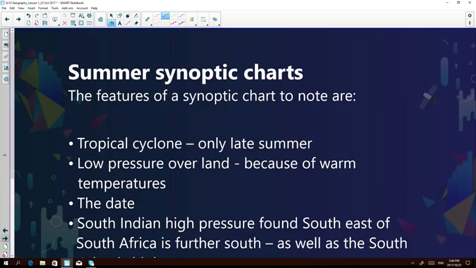Now, in the exam, you're going to be asked about a summer synoptic chart or a winter synoptic chart. The easiest way to tell the difference between a summer synoptic chart and a winter synoptic chart straight away is the date. Now, obviously, you know we live in the southern hemisphere. When do we experience summer? November, December, January. When do we experience winter? Usually during June, July. So that's the first thing I will have a look at, just to identify which season this synoptic chart is in.